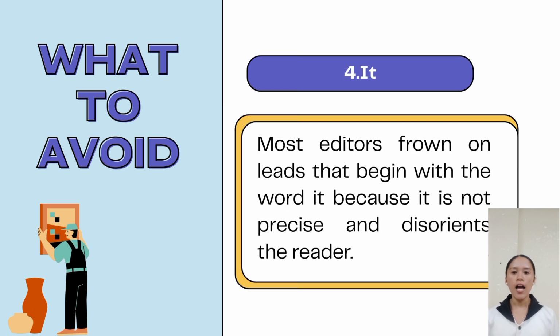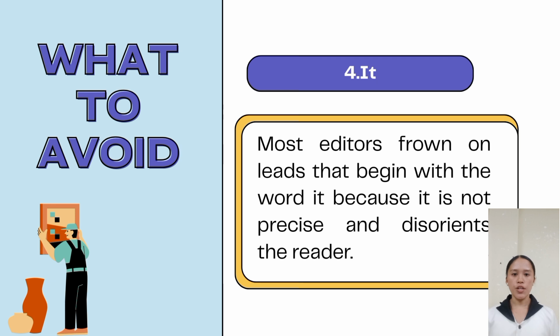And last, we have avoid starting with the word it. Starting a lead with it is usually weak because the word is vague. It does not immediately tell the reader who or what the story is about. The reader has to continue reading just to understand the subject. So I have here an example statement which states that the school administration announced the suspension of classes tomorrow instead of it was announced that classes will be suspended tomorrow. So, imong i-avoid ang word nga it.